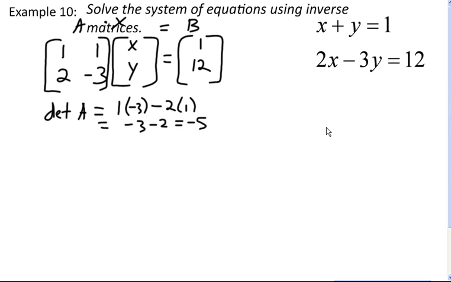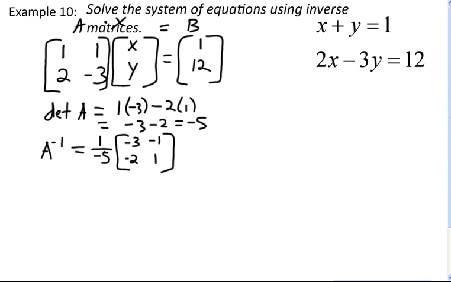So now we can find A inverse. A inverse is equal to 1 over the determinant, which is -5, times, now we look at A, we switch -3 and 1's position, they switch positions, and then the sign changes for 1 and 2 to -1, -2, and they stay in the same position. All right, so that's A inverse.